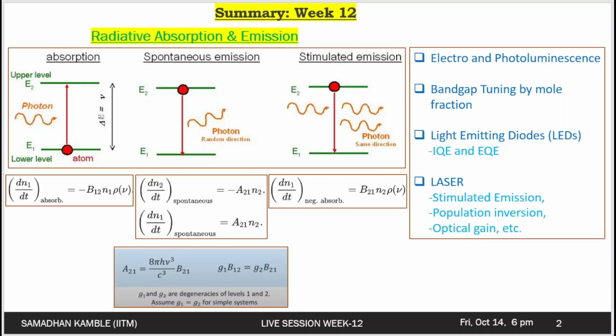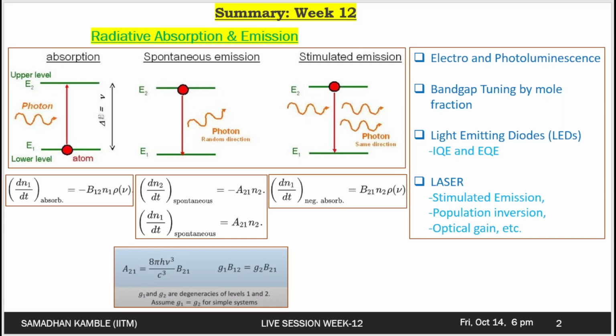This will definitely be proportional to n1, the number of electrons present in the ground state, and also proportional to the intensity of the light that you are shining. That will be represented by a term which we represent by rho v, which is essentially capturing the spectral density, the energy density here.